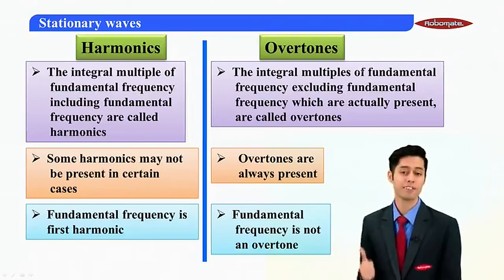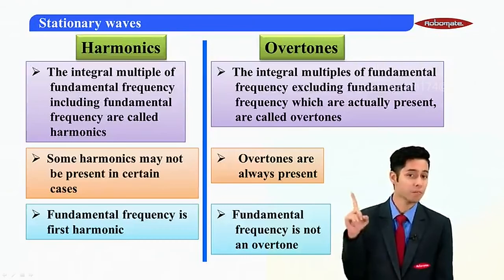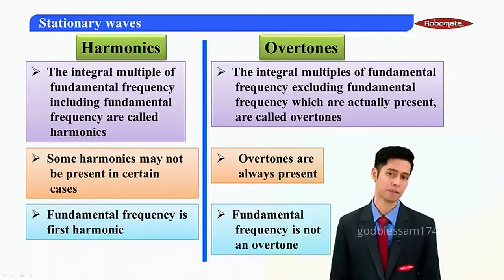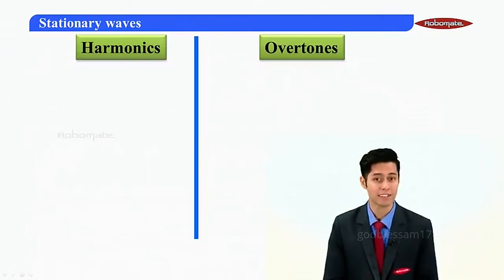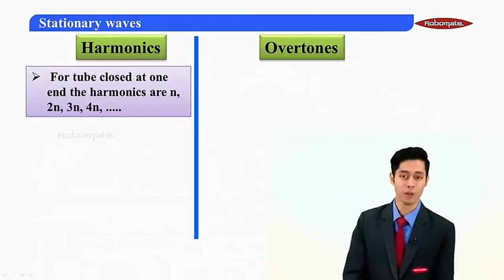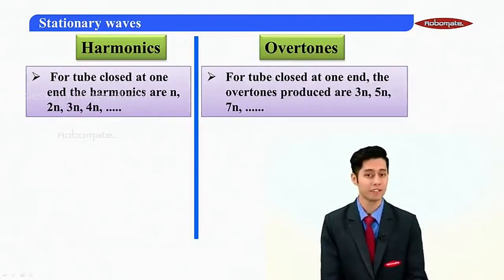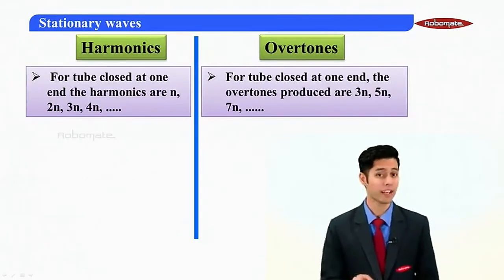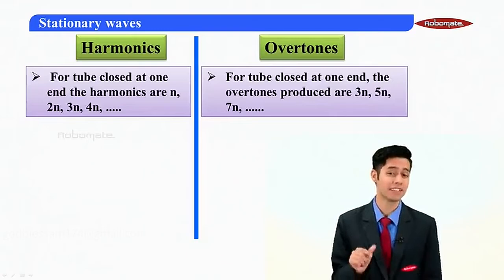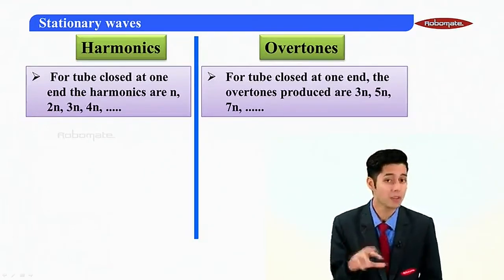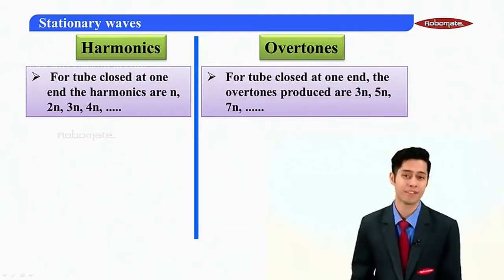Students, these 3 points are basic points. In this, the second point, you will understand more when we study the vibrations in a pipe. We move ahead to the next slide. In this case, I know for a tube closed at one end, the harmonics are N, 2N, 3N, 4N. For a tube closed at one end, the overtones are 3N, 5N, 7N. Now in this case, you can see N is missing because overtones will not consider the fundamental frequency.